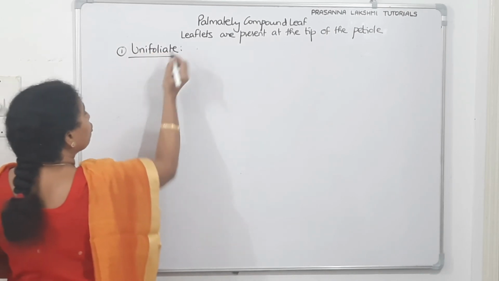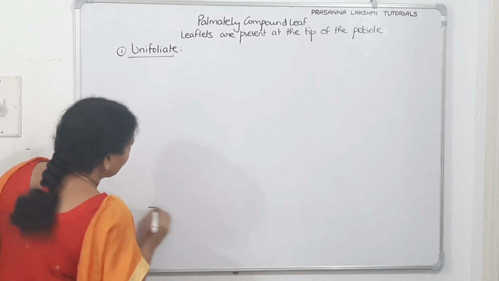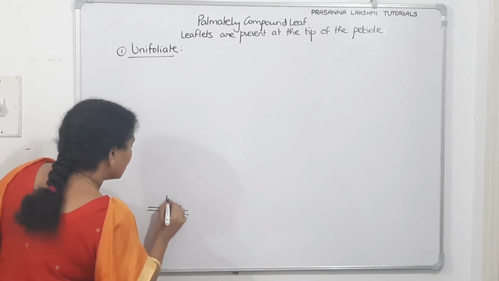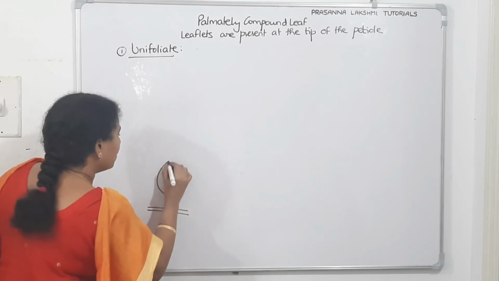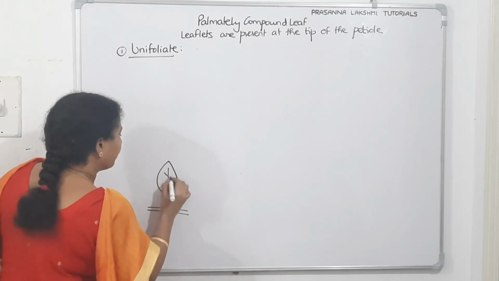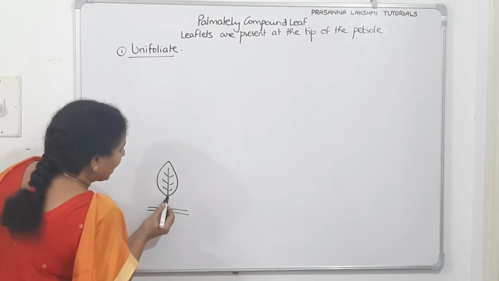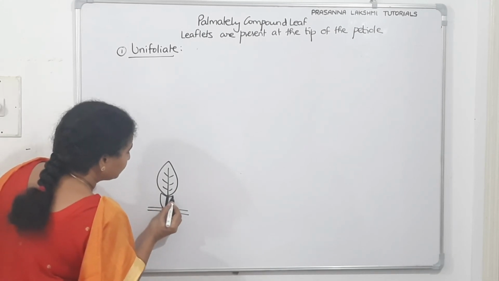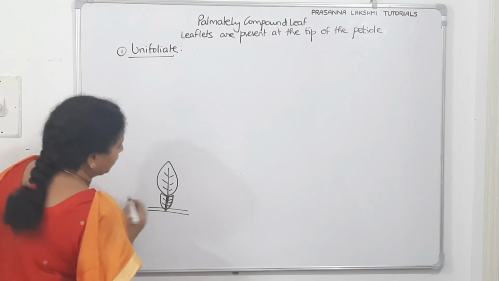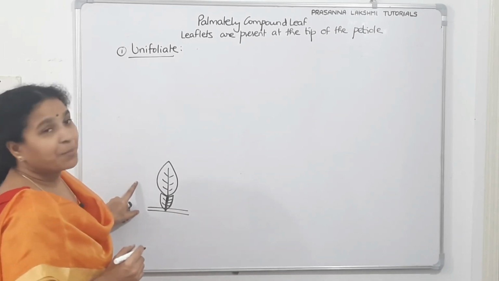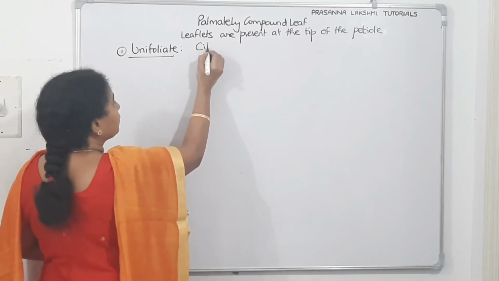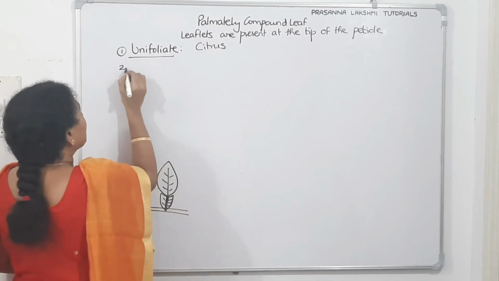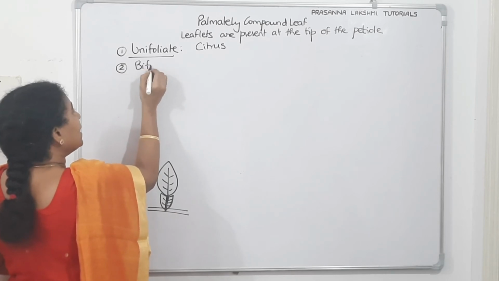So, let me show you unifoliate condition. So, here is the petiole, the tip of the petiole, only one leaflet is there and it has a winged petiole. This is a winged petiole. Now, this is an example of unifoliate. Example, if you can imagine, it is citrus leaf. Next one is bifoliate.